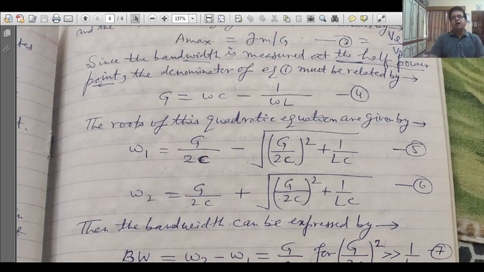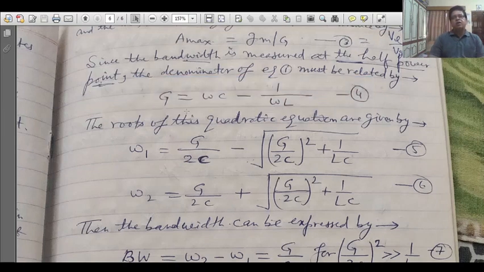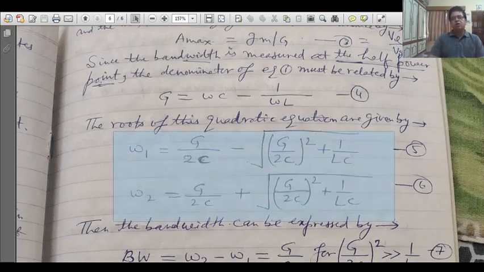Since the bandwidth is measured at the half power points, the denominator of the equation must be related by Z equal to, we know at resonance, omega C minus 1 upon omega L. If we take the roots of this quadratic equation, you can easily calculate omega 1 equal to minus 1 upon 2ZC minus under root (1 upon 2ZC) square plus 1 upon LC. As you know how to solve the quadratic equation, omega 2 equals 1 upon 2ZC plus under root (1 upon 2ZC) square plus 1 upon LC. These are the two roots of this equation.